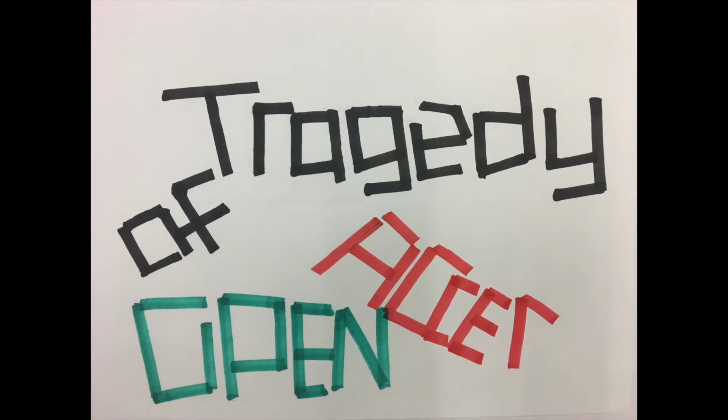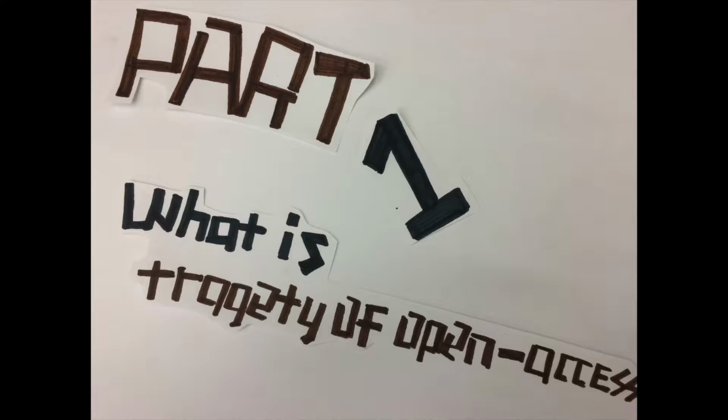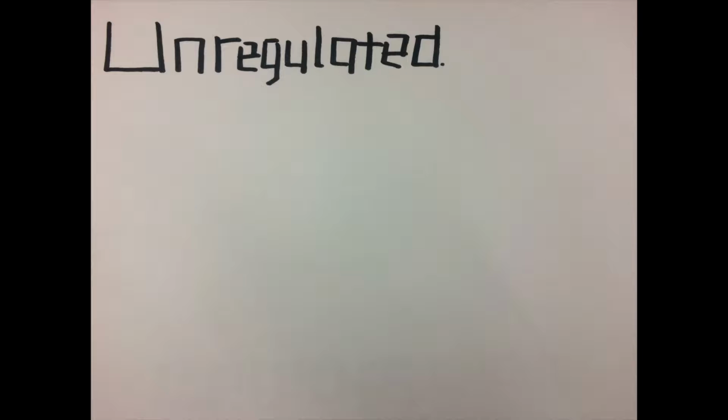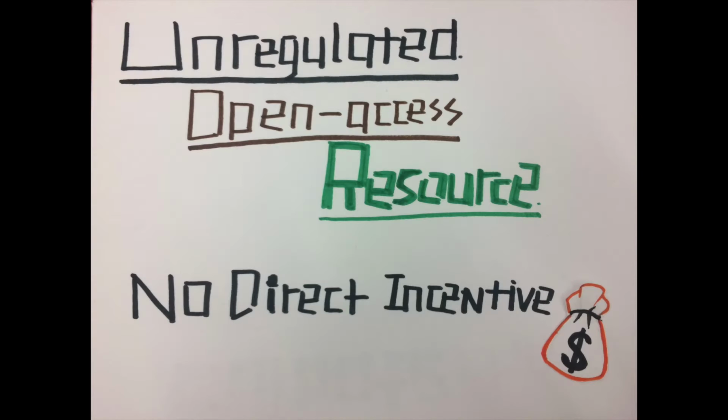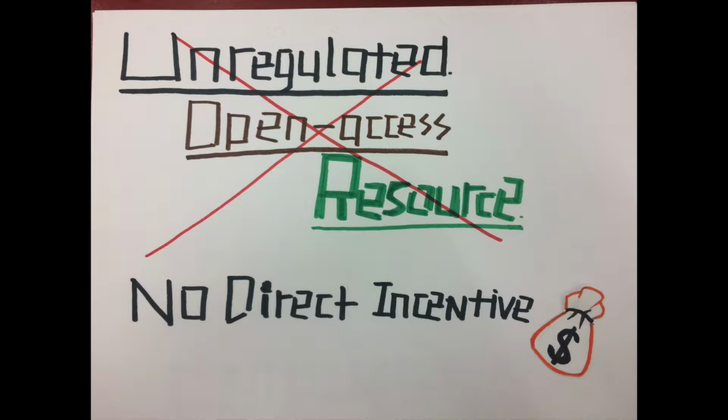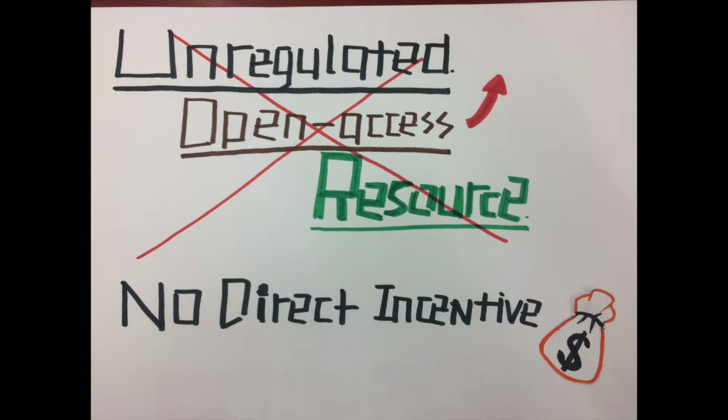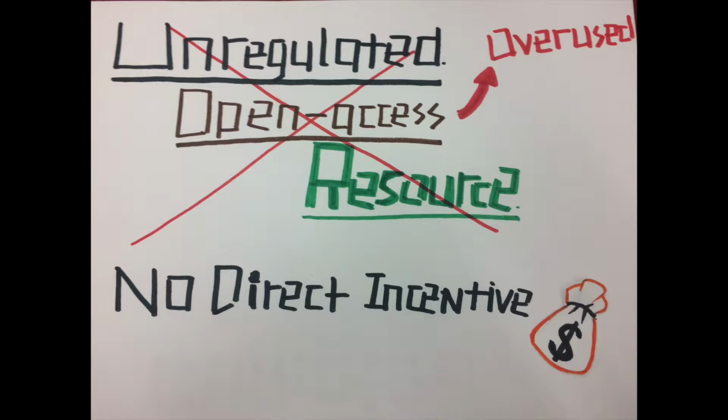What is the tragedy of open access? The tragedy of open access occurs when you have an unregulated open access resource. Unregulated open access creates a problem because no single individual has a direct incentive to conserve the resource, and so the resource often ends up being overused.